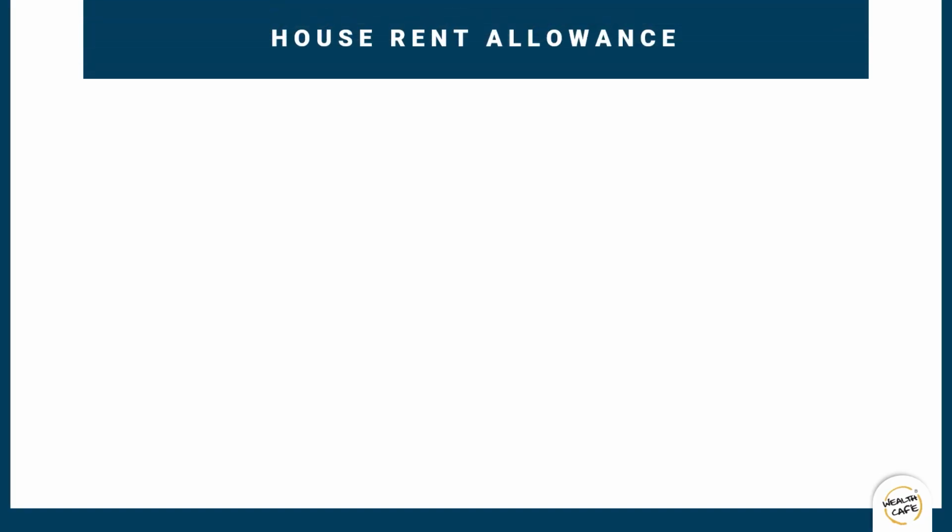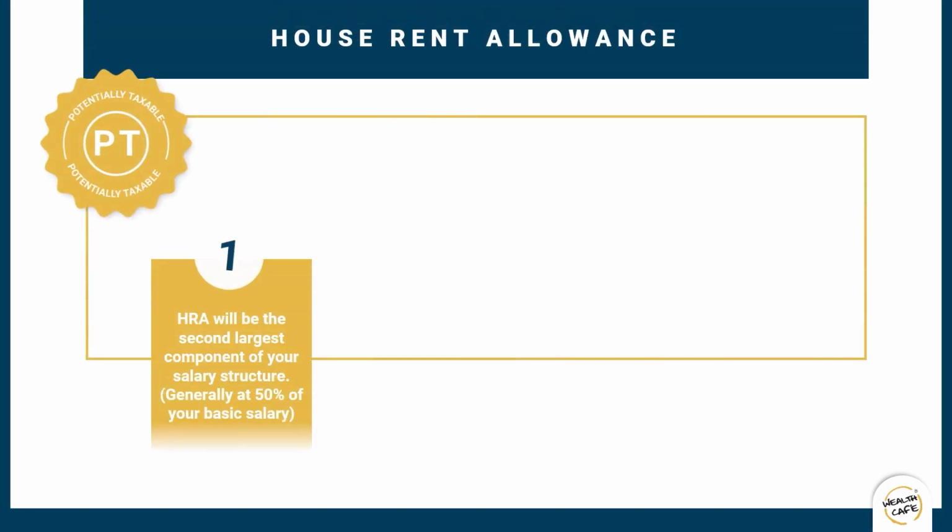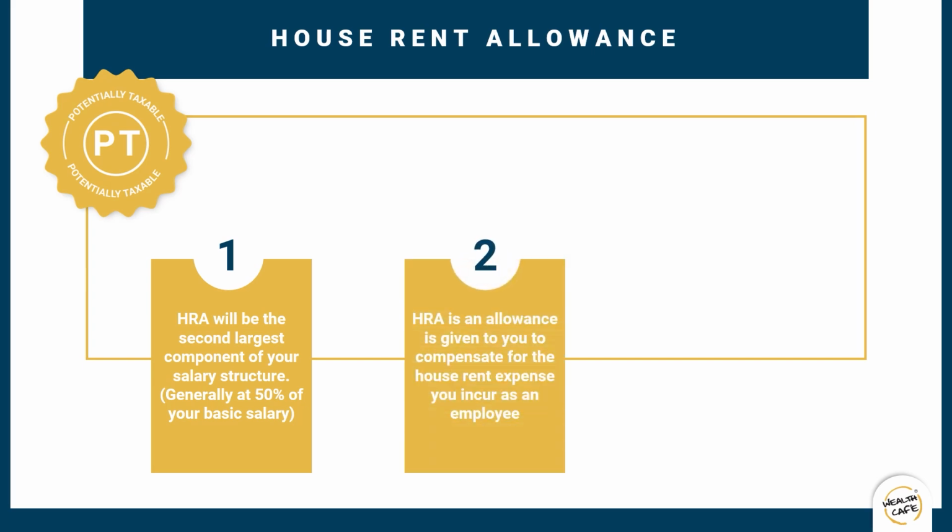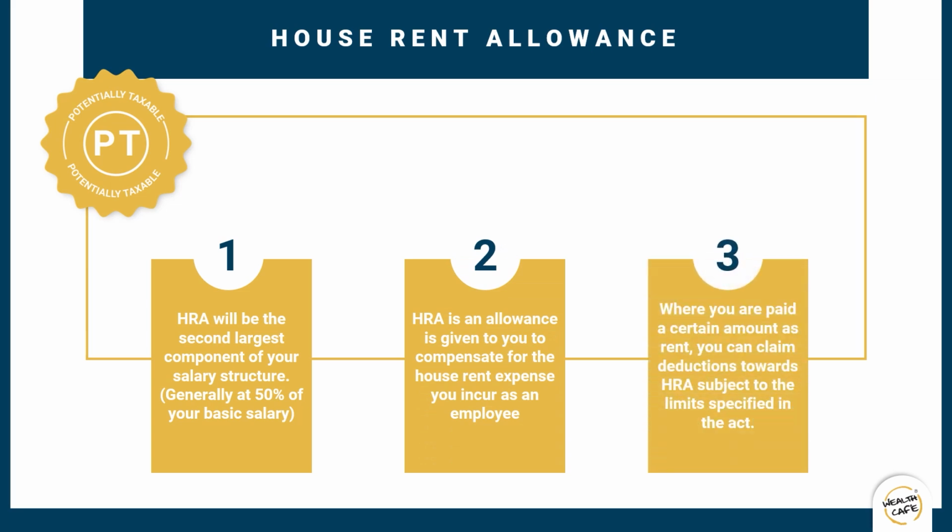Basic salary, HRA or house rent allowance will generally be the second largest component of your entire salary structure. Now this component is basically self-explanatory in its name, that it is an allowance that is given to you to compensate for the house rental expense that you would incur as an employee. When you are paid a certain amount as an HRA, you can claim that entire amount as tax-free, subject to the limits mentioned in the Income Tax Act, which is directly related to the actual rent expense that you may have during the course of your employment.